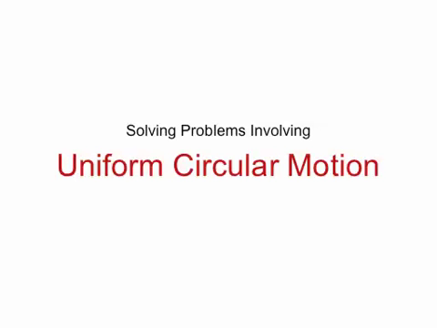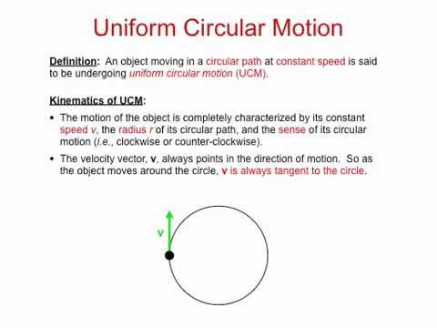Up to now, the only specific types of motion that we've considered are constant velocity and constant acceleration. In this mini lesson, we will examine a third type called uniform circular motion. An object moving in a circular path at constant speed is said to be undergoing uniform circular motion. For such an object, its motion is completely characterized by its constant speed v, the radius r of its circular path, and the sense of its rotation, that is, clockwise or counterclockwise.